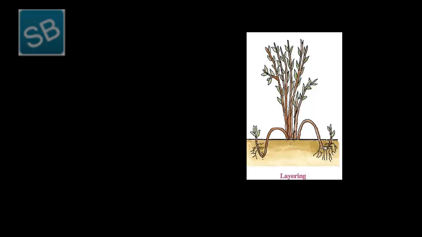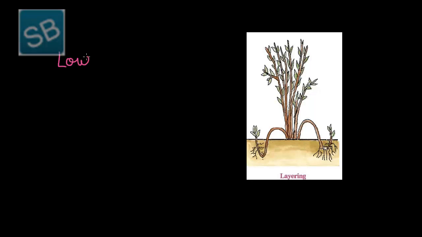As can be seen from the figure, the lower branches of the plant are bent in such a manner that they are pressed under the soil, in such a way that the tip of the branch remains above the soil and the middle portion remains below the soil. When adventitious roots develop from this buried region, then the branch is cut and separated from the parent plant. Thus, a new plant is obtained with the help of this method.